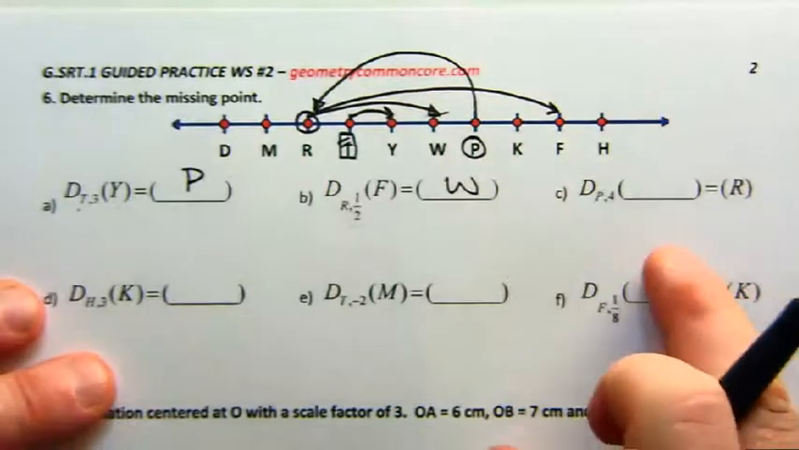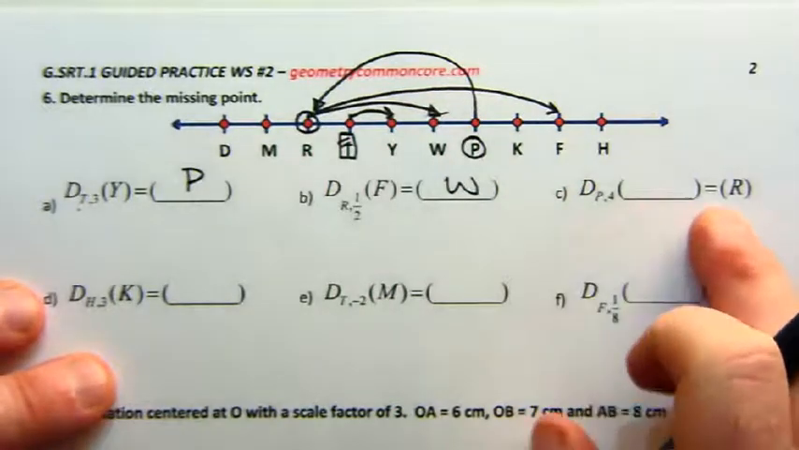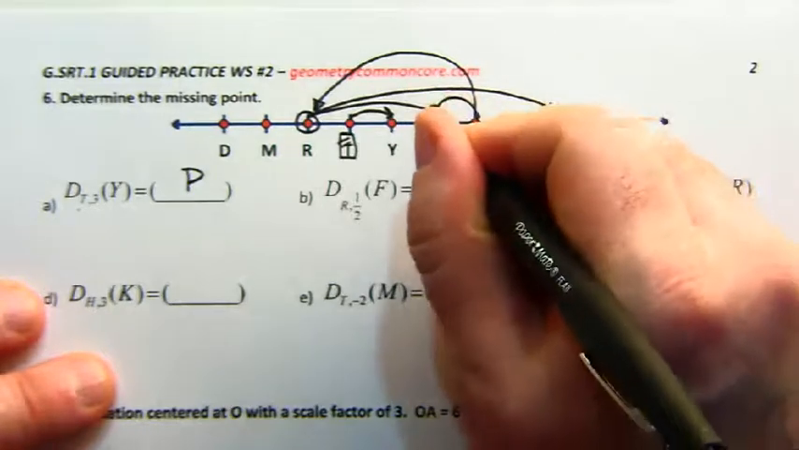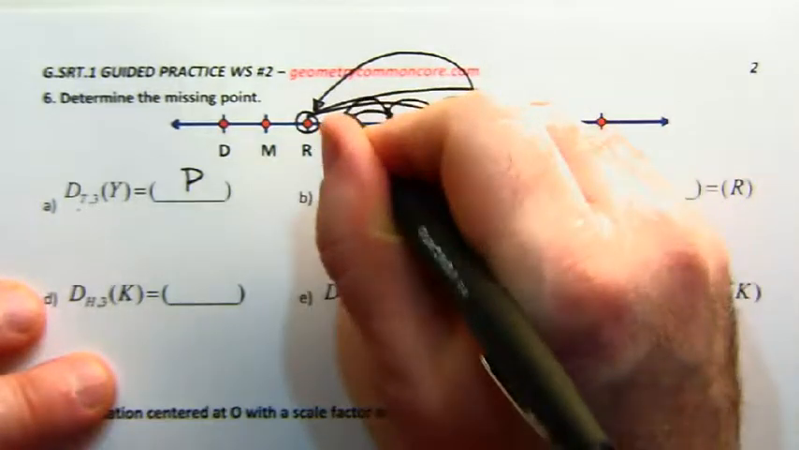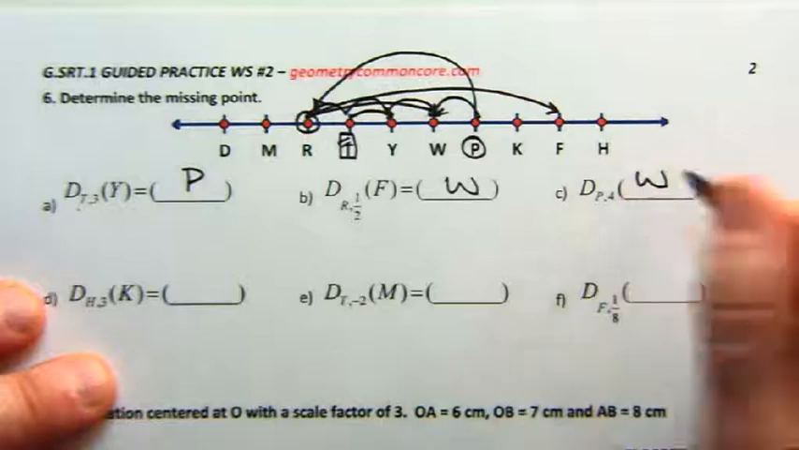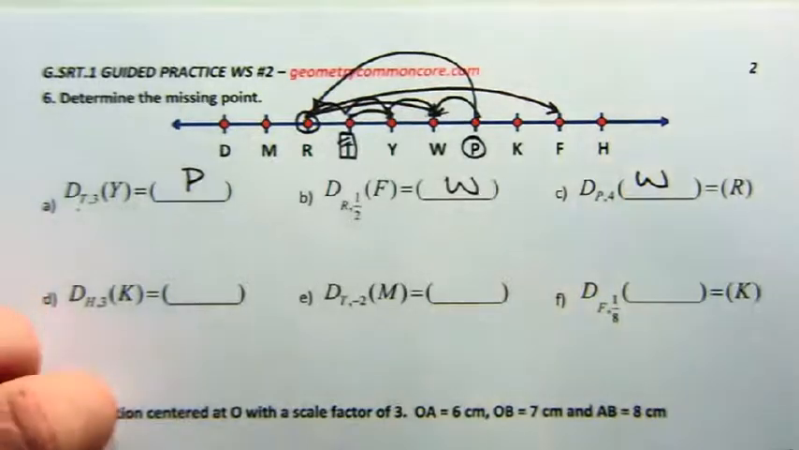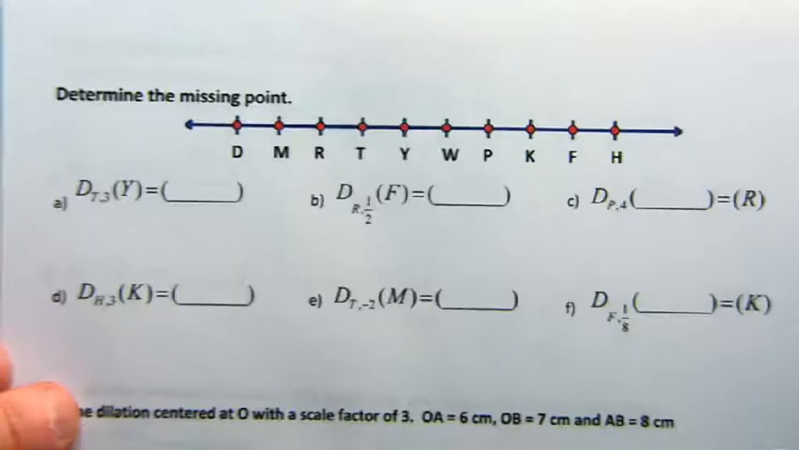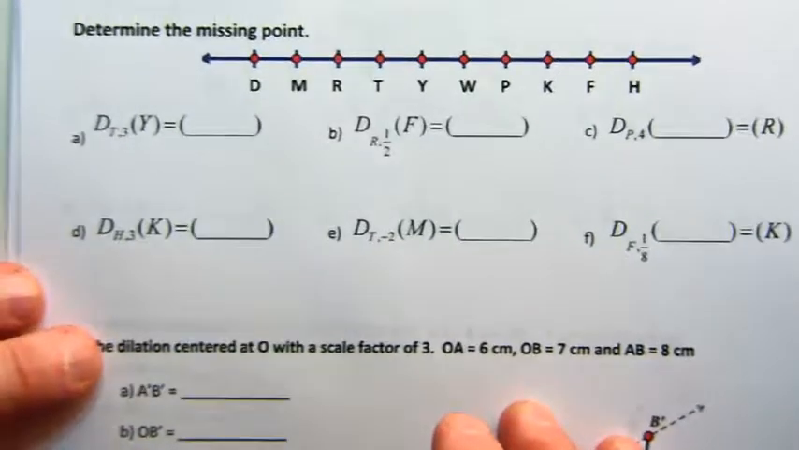So what could we dilate 4 times bigger to get to R? I bet it's W, because W would be 1 away, 2, 3, 4. So yes, it would be 4 away. This is getting messy enough that I'm going to do a quick switch to do the other questions. Let's bring in a new sheet here and try the next one.